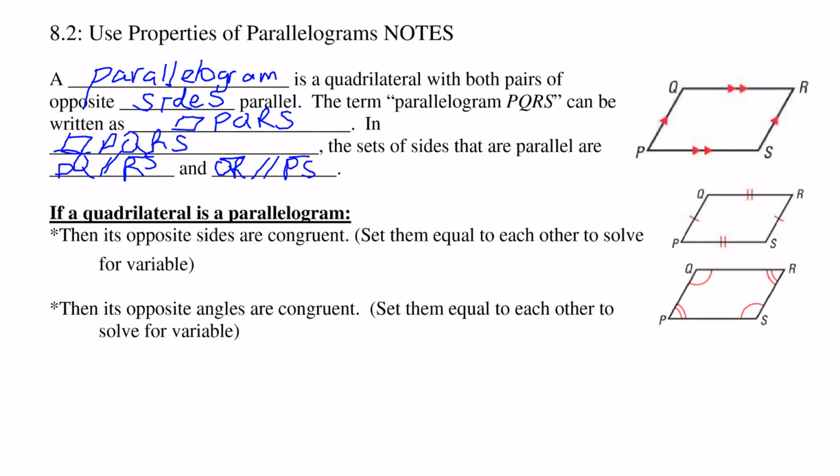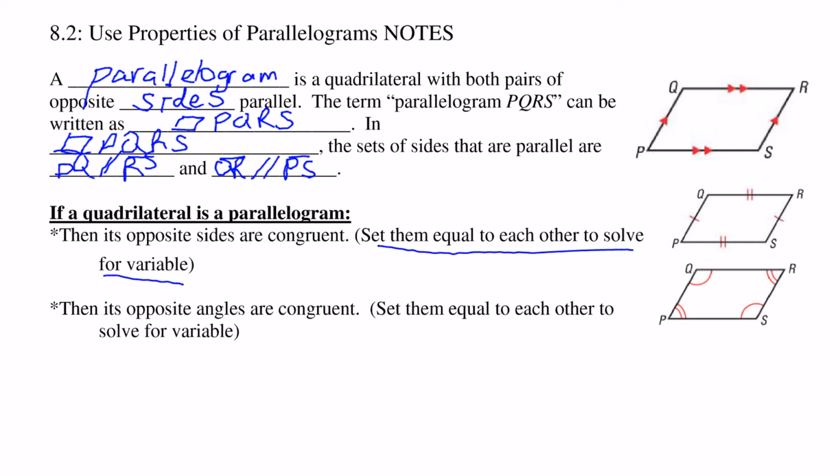So if a quadrilateral is a parallelogram, there are some different characteristics that we know. There's 4 of them. So first, its opposite sides are congruent. So if you see in the picture over here, you can see that each set of opposite sides are congruent. So 2 different sets are congruent. And if we're given an equation, or different values of those sides, we would set them equal to solve for that variable.